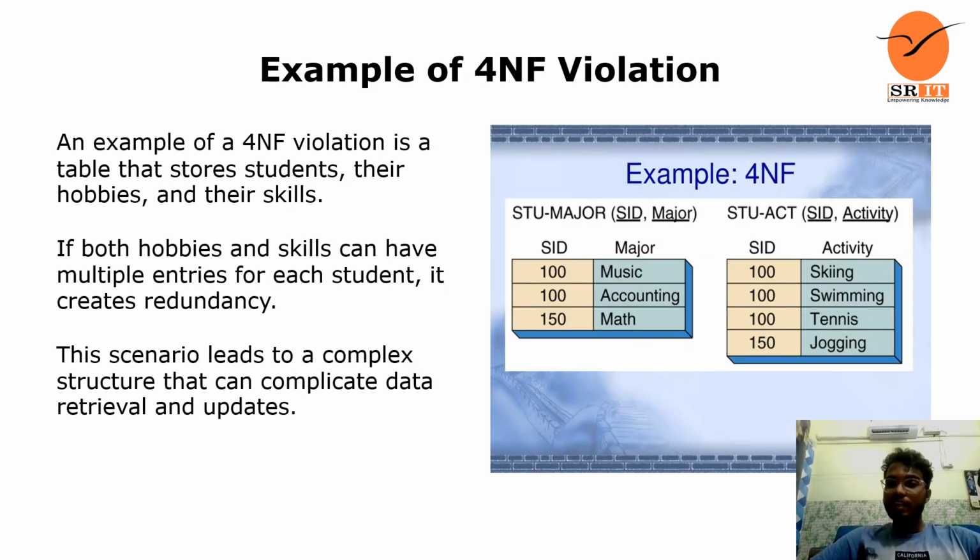And moving on to the next slide, example of 4NF violation. The fourth normal form violation is a table that stores students and their hobbies and their skills. As you could see in this example, if both hobbies and skills can have multiple entries for each student, it creates redundancy. One student can have many hobbies and many skills. For this reason, we cannot go on adding a number of tuples, which in turn becomes the complexity of the table. So we have to eliminate this type of redundancy by using the fourth normal form.